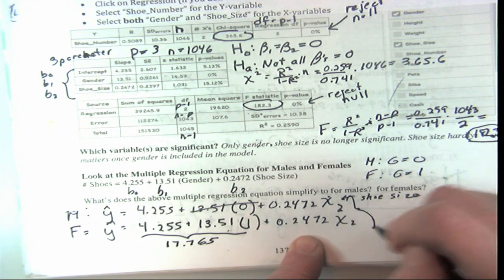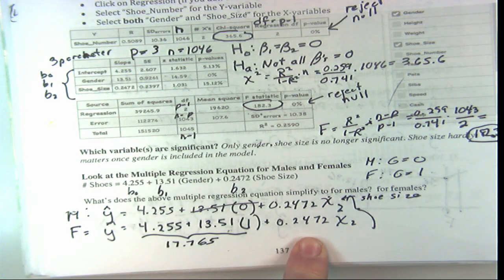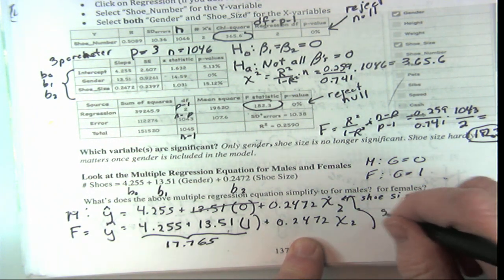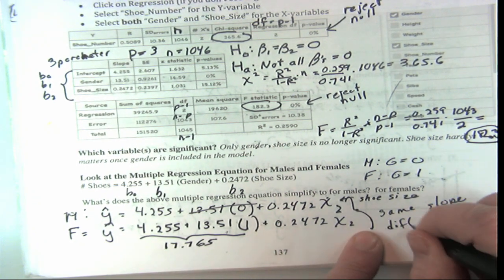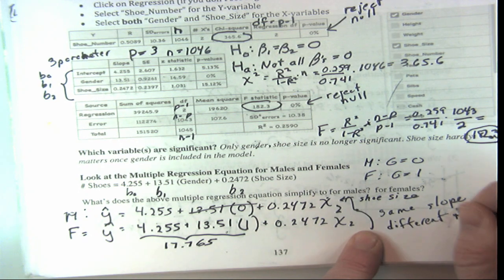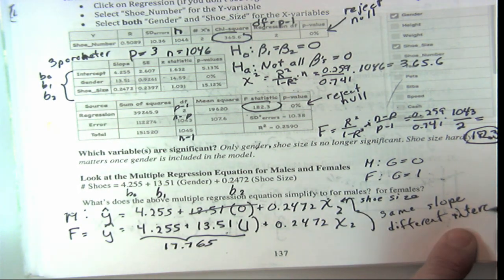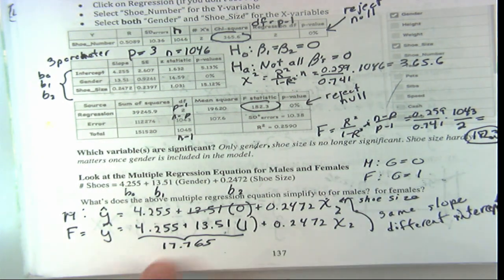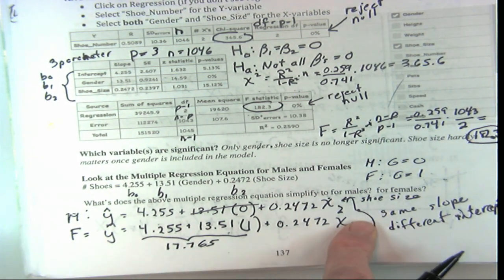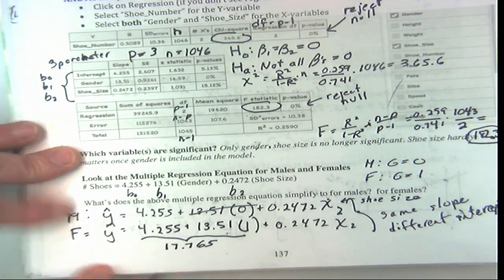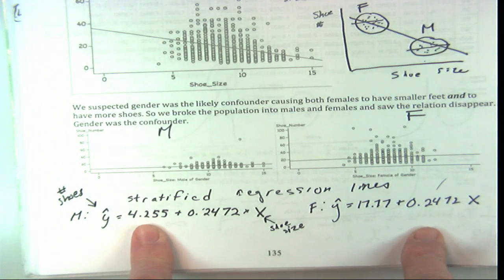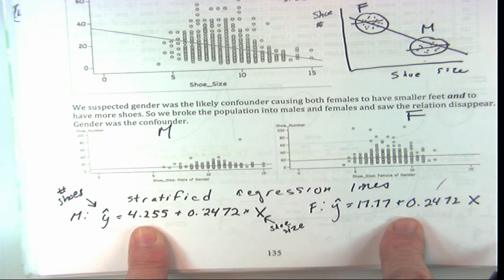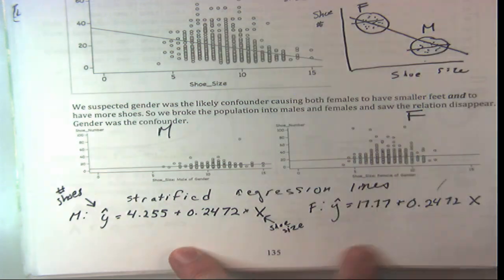But the point is that multiple regression forces the same slope for all levels of the other variable. It forces that. So we have the same slope, but different intercepts. Different intercepts. Notice this should be the same as the stratified equations we got. Let's check it on page 135. It's the same as these. It's the exact same, see, when we force the same slope. So we just got these same things.